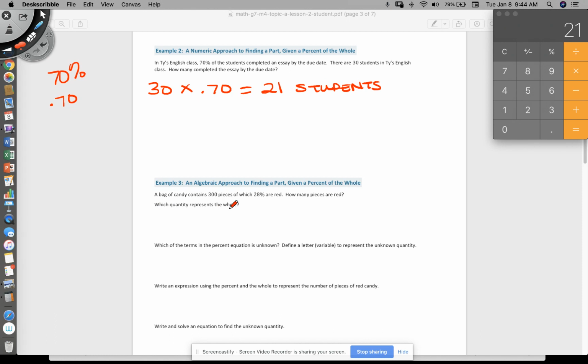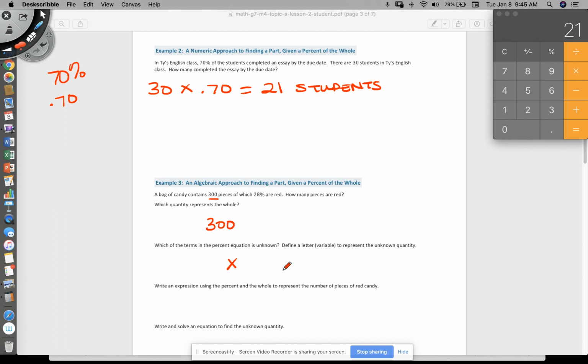Which quantity represents the whole? Well, there's 300 pieces, so the 300 represents the whole. Which of the terms in the percent equation is unknown? So define a letter or a variable to represent the unknown quantity. So we'll use X as our variable. Again, you could pick anything. You could put R for how many are red.